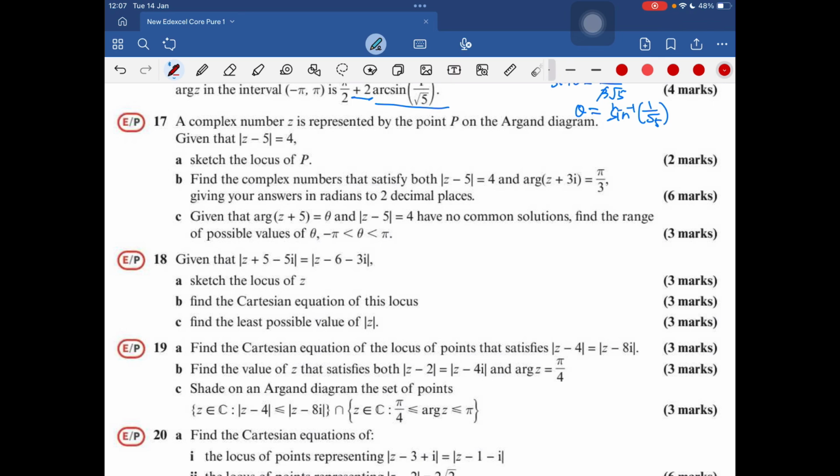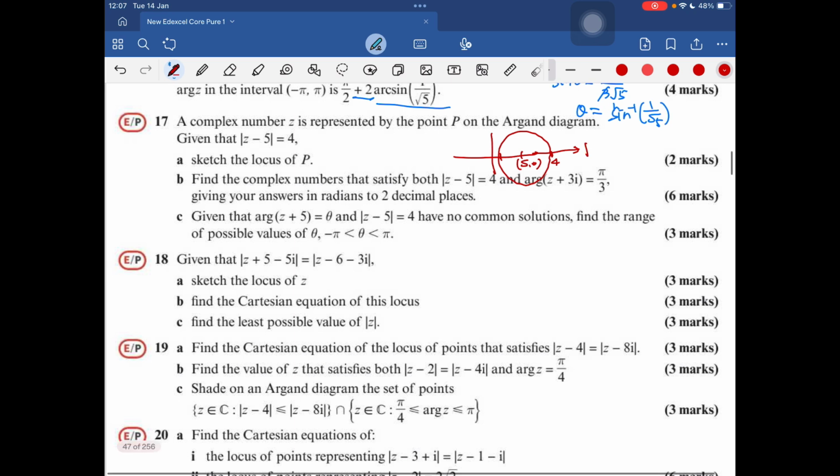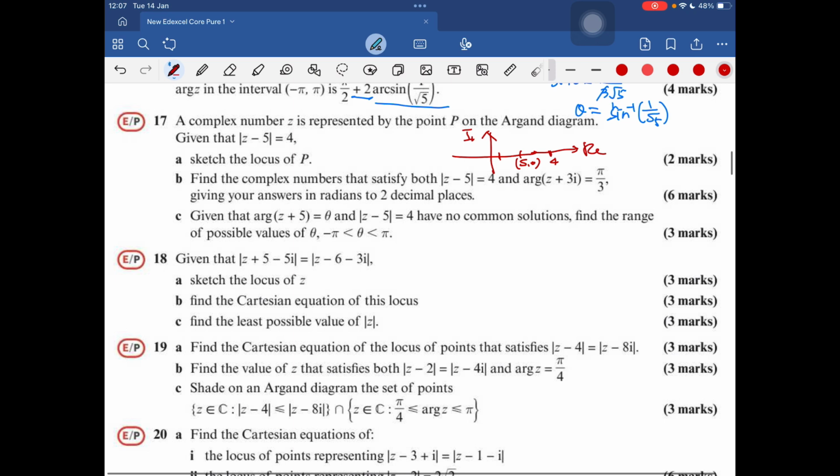Number 17. Modulus of z minus 5 equals 4. So from 5, 0, the distance should be 4. So it is a circle of radius 4 with the center 5, 0, on the real and imaginary axes.